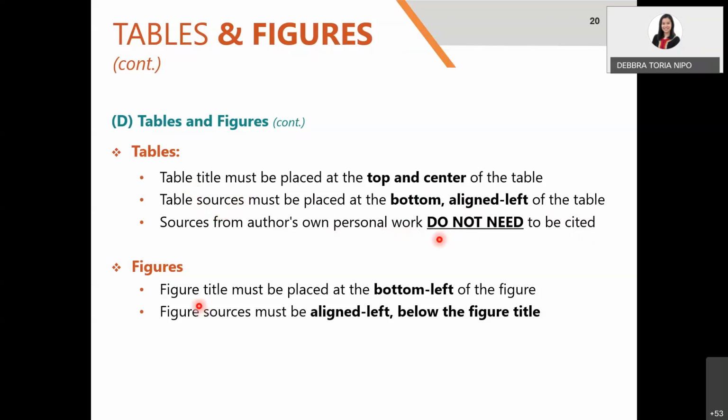Now for figures, figure title must be placed at the bottom left of the figure. Bottom left. There's no title at the top and center. For figures, bottom left of the figure. Figure sources also must be aligned left below the figure title. Okay. So these are the differences here on how you label these two things between tables and figures, right?